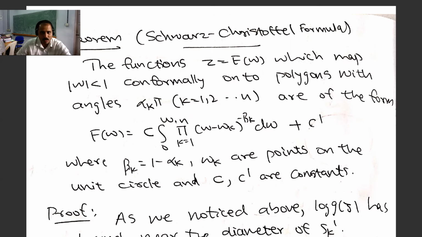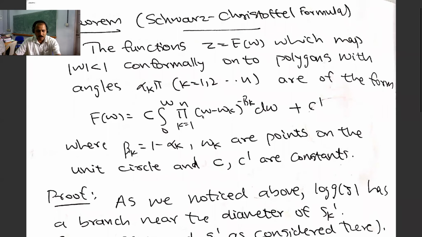So now we compute the formula for the inverse of this map. You define z equal to capital F of omega, which maps the open unit disk conformally onto the polygon with angles alpha_k pi. My claim is that this function is of the form C times this integral plus C prime, where omega_k are the points on the unit circle, and beta_k and alpha_k are as defined.